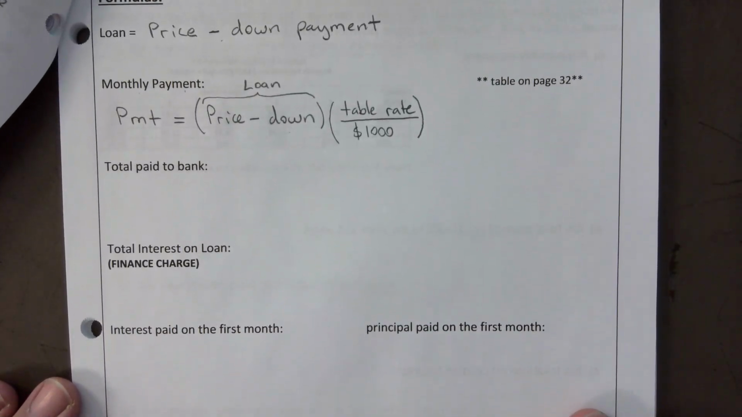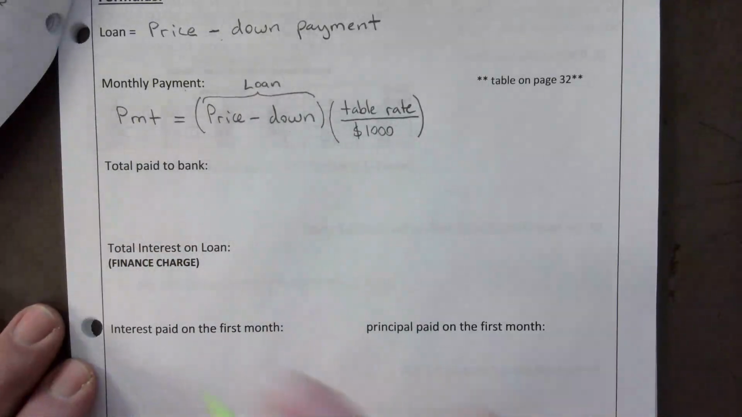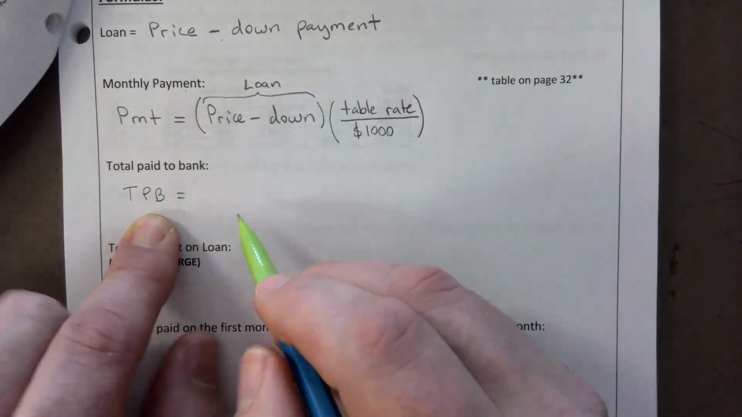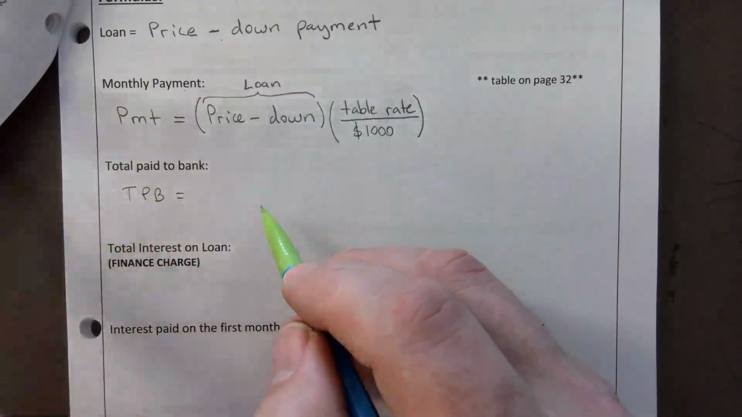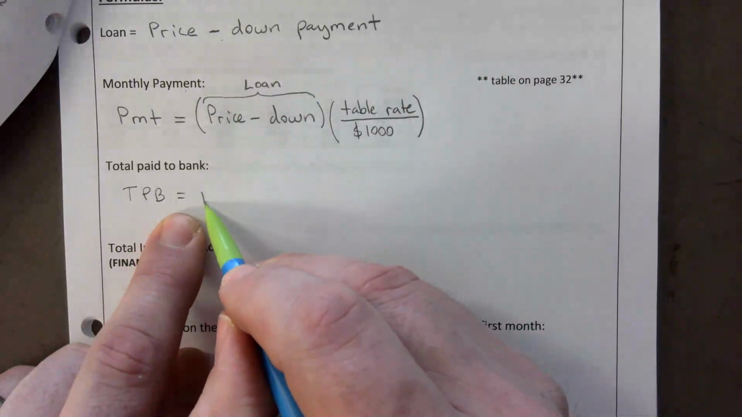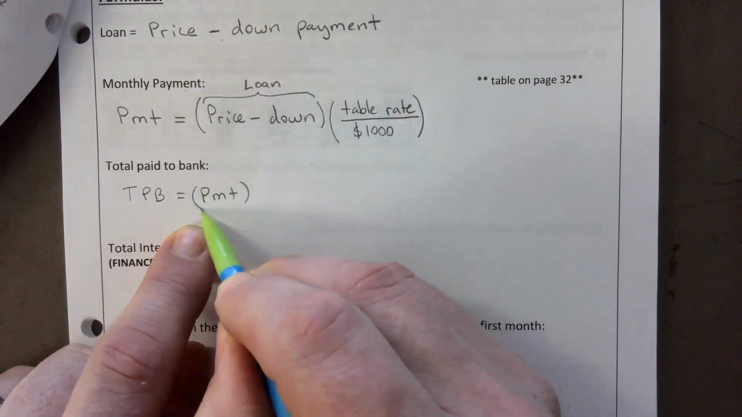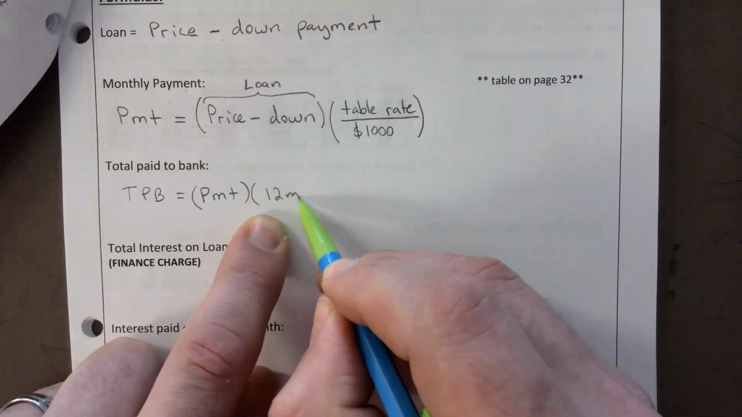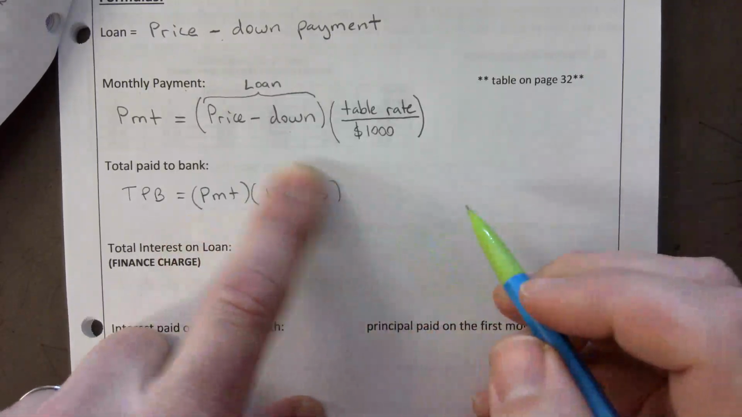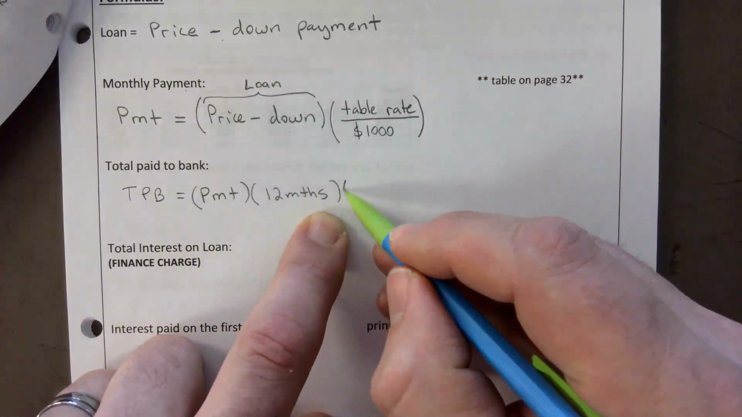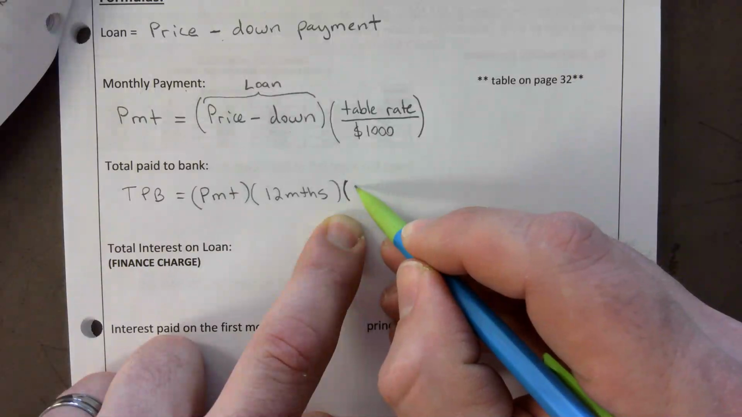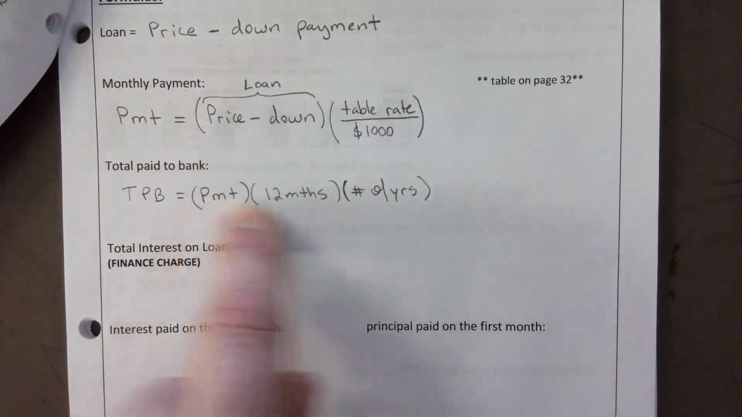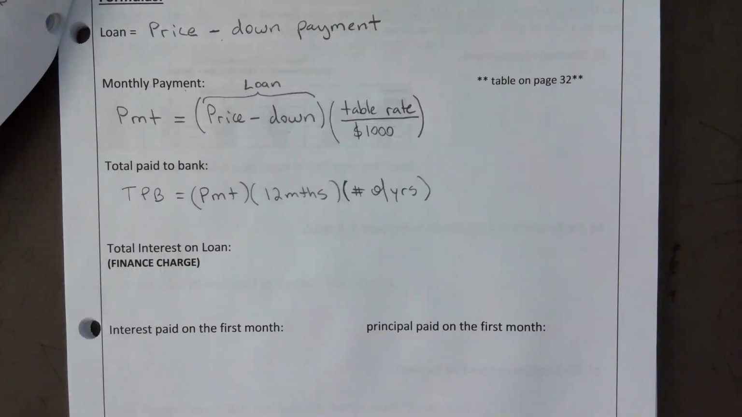Once you have your monthly payment, they're always monthly, by the way, we don't do bi-weekly. Total paid to the bank, I call that total TPB. How much will you have paid the bank after you've determined the payment? It's simply taking your payment, multiplying it by 12 months, because that would be how much you paid in a year, okay? And then you end up multiplying it by the number of years. That's how you would determine how much you paid the bank at the end of the loan.